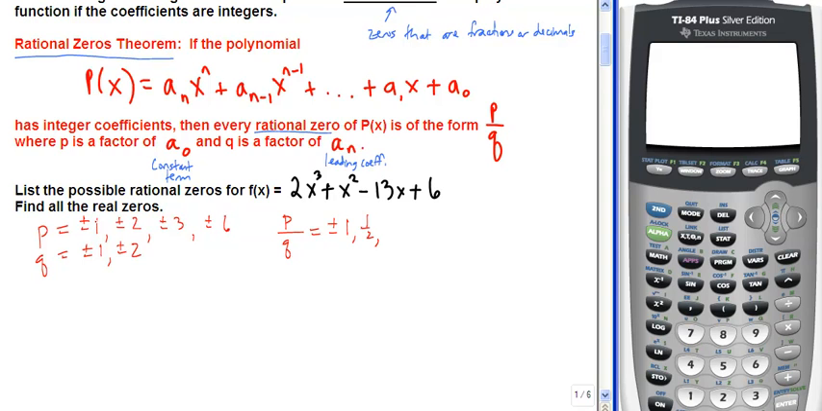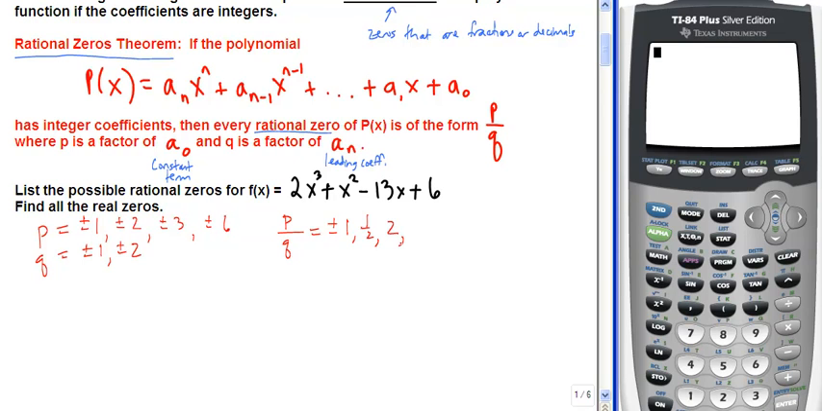So we did the p using 1. Now let's use p being 2. So we could either have 2 over 1 or 2 over 2. Well, 2 over 1 is 2. 2 over 2 is 1, and I've already got that in my list, so I don't need to include it again.